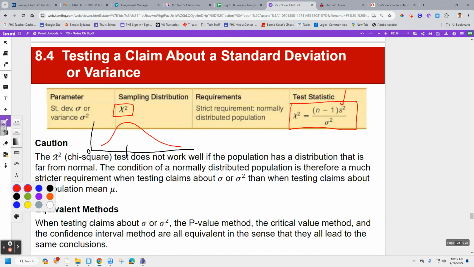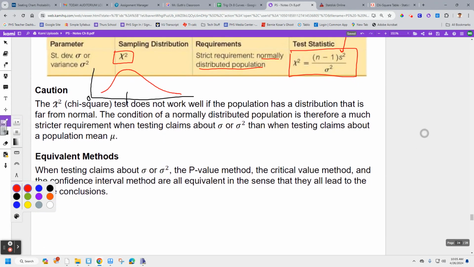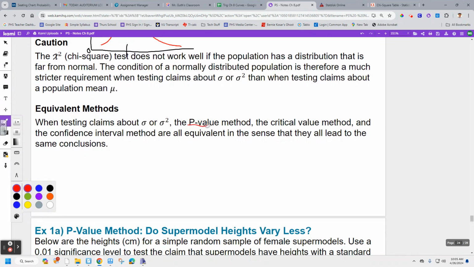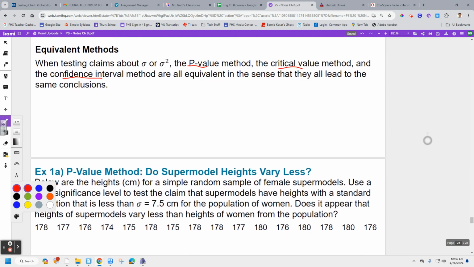All right, requirements say strict requirement, normally distributed population. So we're going to have to test and see if it's normal, and that's fine. We've done that before. The chi-square test does not work well if the population has a distribution that's far from normal. The condition of a normally distributed population is therefore a much stricter requirement. So I just kind of said that when testing claims about the standard deviation or variance. We talk about p-value, critical value, and confidence interval methods. This says they're all equivalent for sigma or sigma squared.